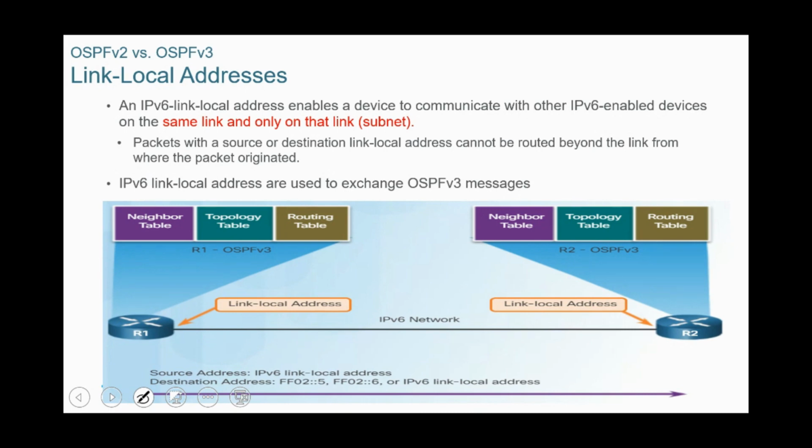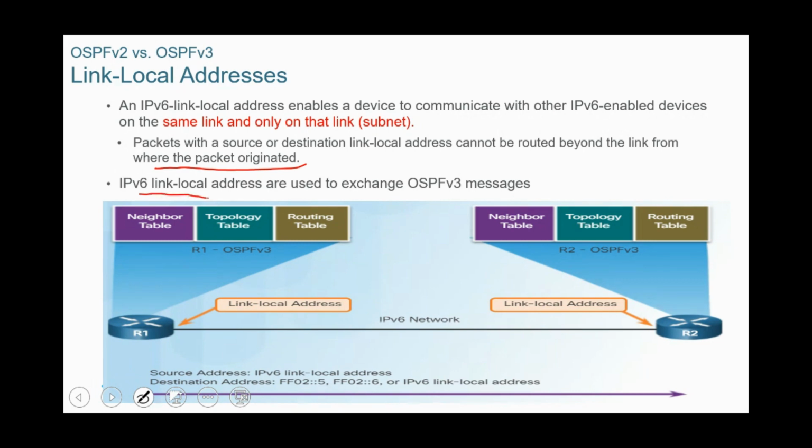Another specific good thing about IPv6, which is OSPFv3, is IPv6 link local addresses. IPv6 link local addresses help enable a device to communicate with other IPv6 enabled devices on the same link and only on that link. But in IPv4, we don't have this. So only IPv6 link local addresses have this function. Packets with a source or destination link local address cannot be routed beyond the link from where the packet originated.